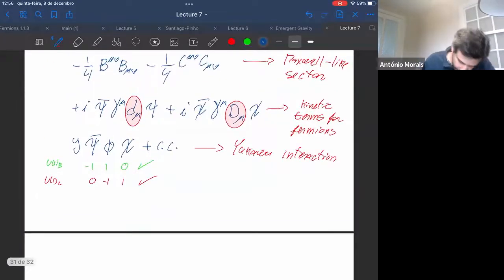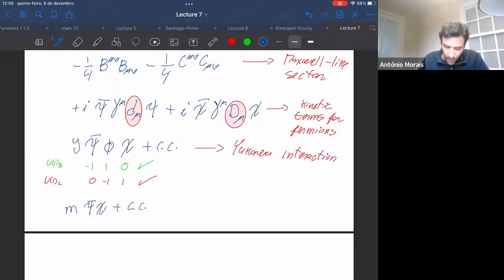But note, interestingly, that you don't have mass terms of the form psi bar chi plus complex conjugation, because this term is forbidden. This is what happens in the standard model, not with two U1s, but with one U1 and an SU2. It's the same story. Look here: in terms of the U1b charges, psi bar is -1 and psi is 0, so this does not sum to 0. For U1c it's the same: here it's 0 and chi is 1. So mass terms are forbidden.